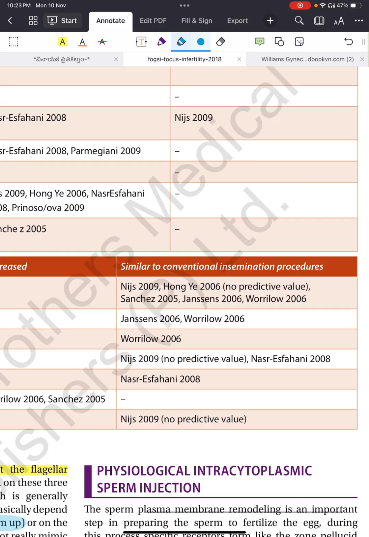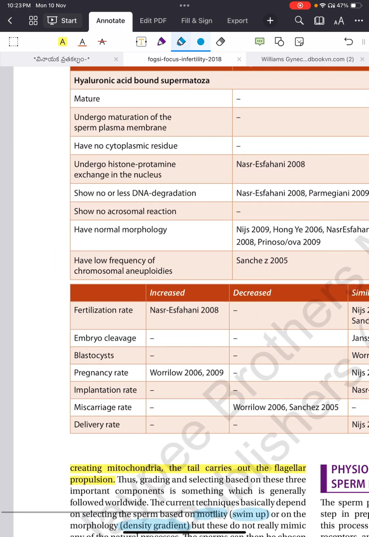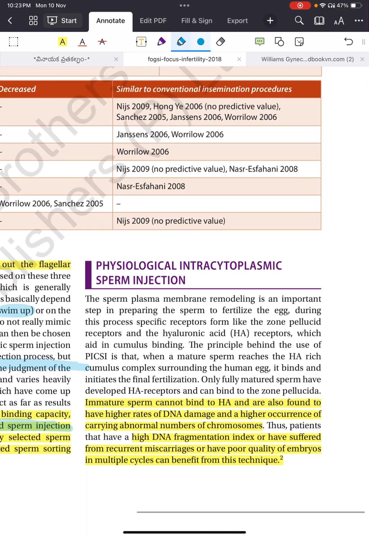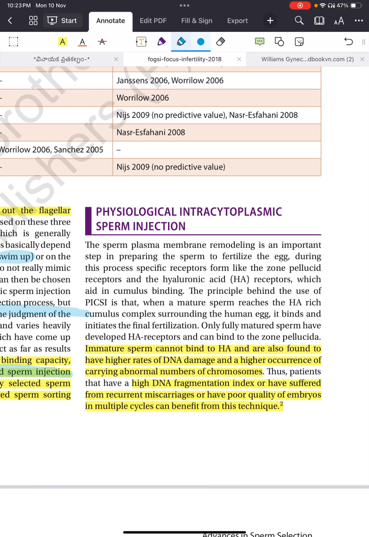Coming to physiological ICSI. The sperm has a plasma membrane, and plasma membrane remodeling is very important in preparing the sperm to fertilize the egg. During this process, specific receptors form, like zona pellucida receptors and hyaluronic acid receptors, which aid in cumulus binding. The principle behind the use of PICSI is that when a mature sperm reaches the hyaluronic acid rich cumulus complex surrounding the human egg, it binds.